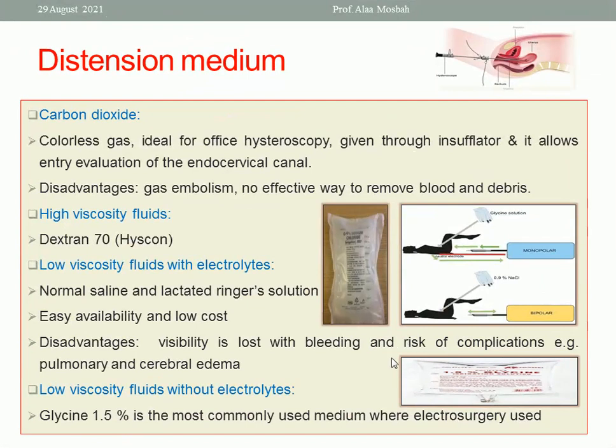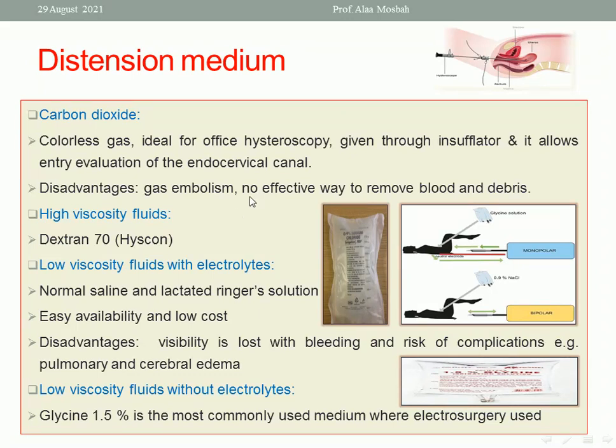What about types of distension media? We can use carbon dioxide, we can use high viscosity fluids like dextran 70, we can use low viscosity fluids with electrolytes like normal saline and lactated ringer, or low viscosity without electrolytes like glycine 1.5%. So what is the difference between these media and what is the indication for their use?